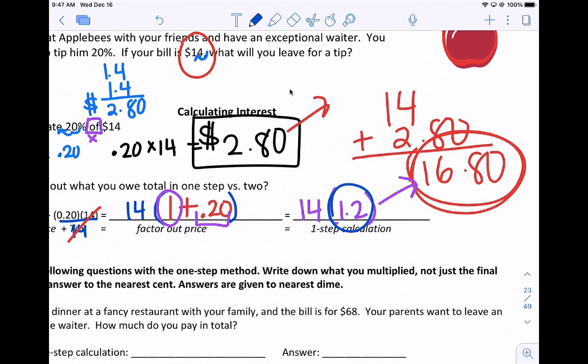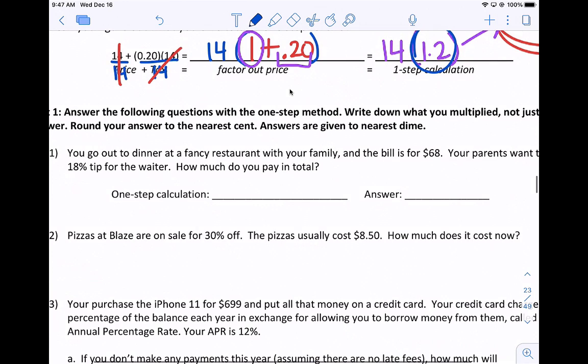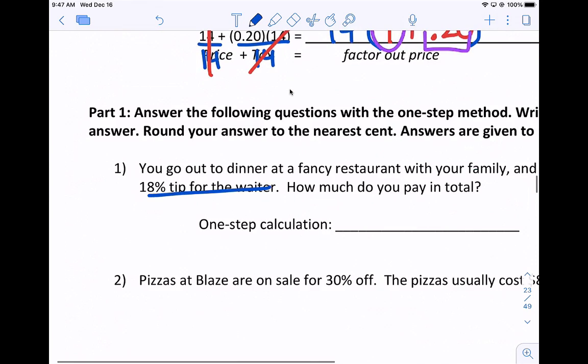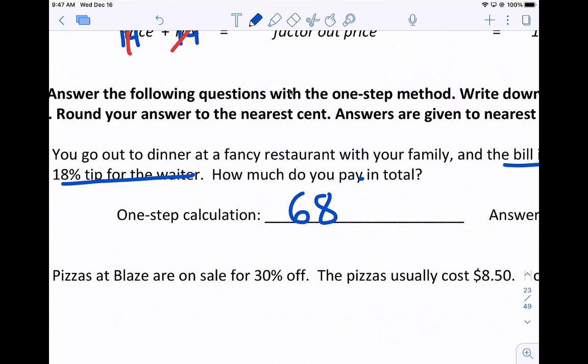Let's see how it works in other problems. You go out to dinner at a fancy restaurant with your family, and the bill is for $68. Your parents want to leave an 18% tip for the waiter. How much do you pay in total? Well, we owe $68. We owe 100% of the $68 plus our tip. I'm going to change the 18 to a decimal, so 0.18. And so here's the one-step equation. It'd be 68 times 1 plus 0.18.